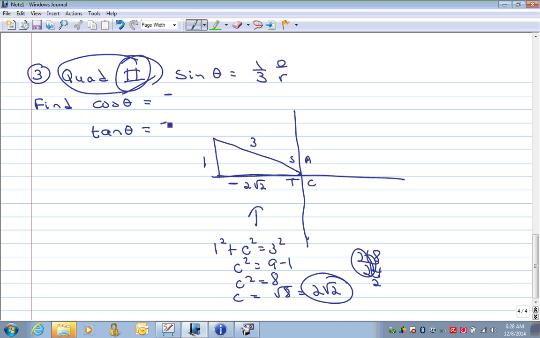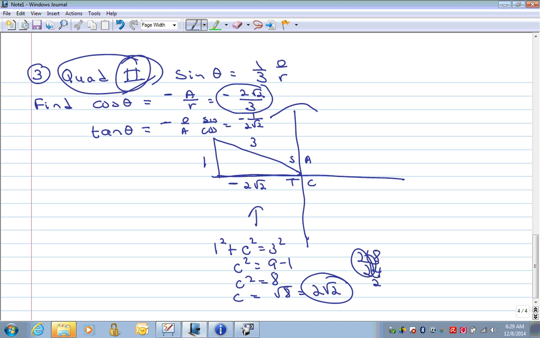All right, cosine we know is going to be adjacent over radius, and so that puts us at a negative. Adjacent would be negative 2 square roots of 2 over 3, and there's your first answer, which is pretty easy. No rationalizing involved. And tangent is going to be a negative opposite over adjacent, or sine over cosine. And so we're going to have a negative opposite, which would be 1 over 2 root 2.